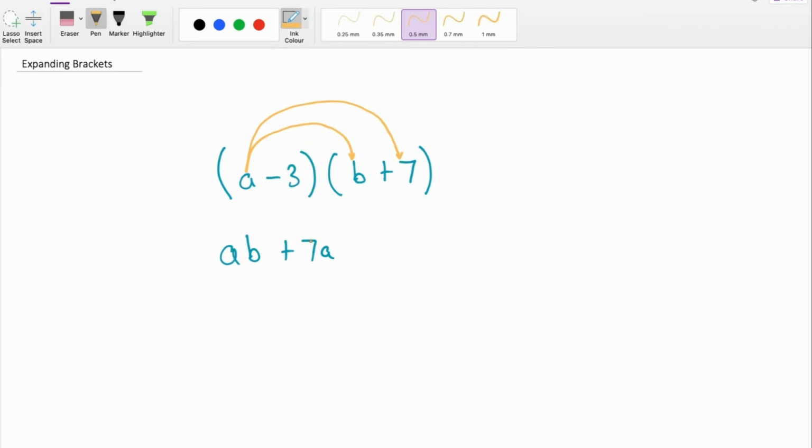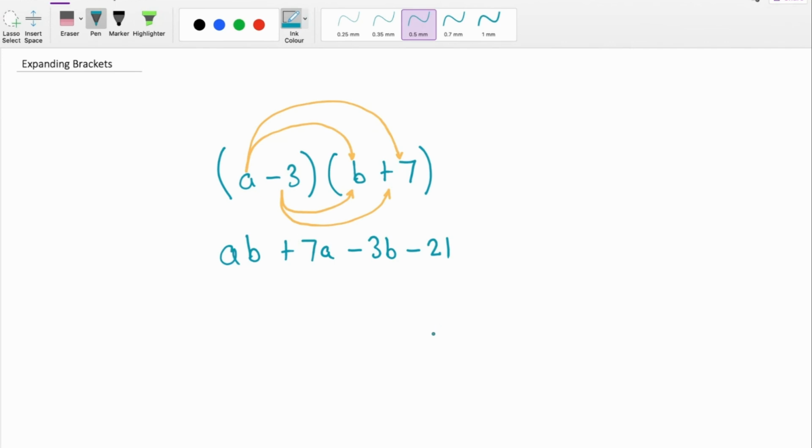The second half will now deal with the minus 3. So now we do minus 3 times b. This gives us minus 3b. And then we do minus 3 times plus 7. This gives us an answer of minus 21. And that is the expansion process completed.